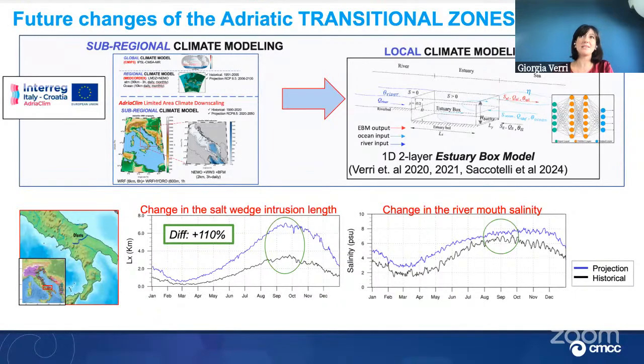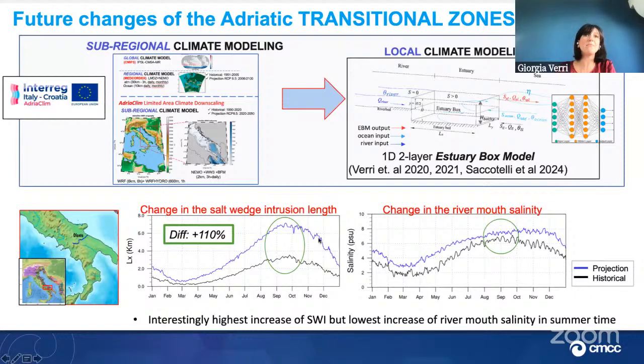And as an example, here are the results that we got for the Ofanto estuary, which is an extremely shallow estuary with an extremely low runoff regime. This estuary ends into the Southern Adriatic Sea, so a microtidal sea. And looking at the projection of the salt wedge intrusion length and salinity, we found that there is an expected salinization effect with a particularly strong increase of the salt wedge intrusion length. And also there is an expected increase of salinity at the river mouth. What is interesting is that in summertime, when we expect the highest increase in terms of salt wedge intrusion length, we also identified the lowest increase in terms of river mouth salinity, which is actually not a contradiction.